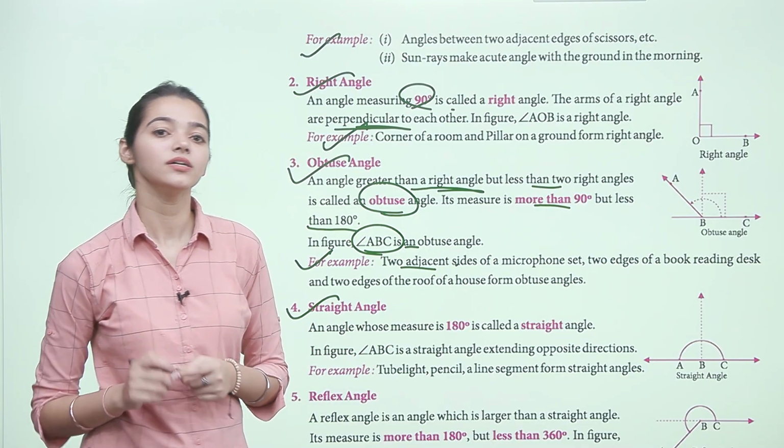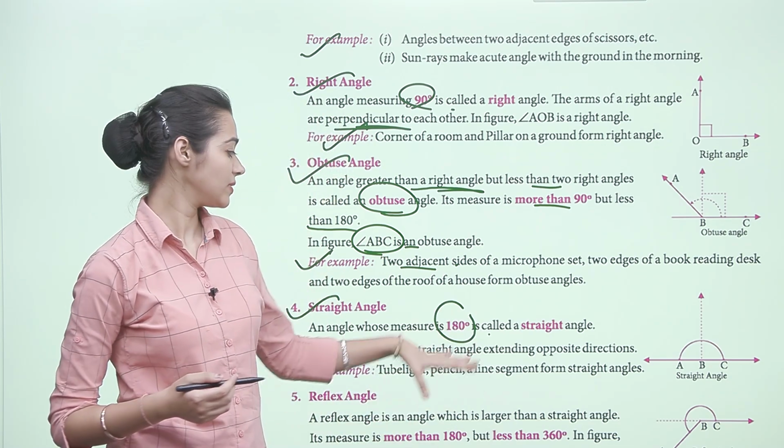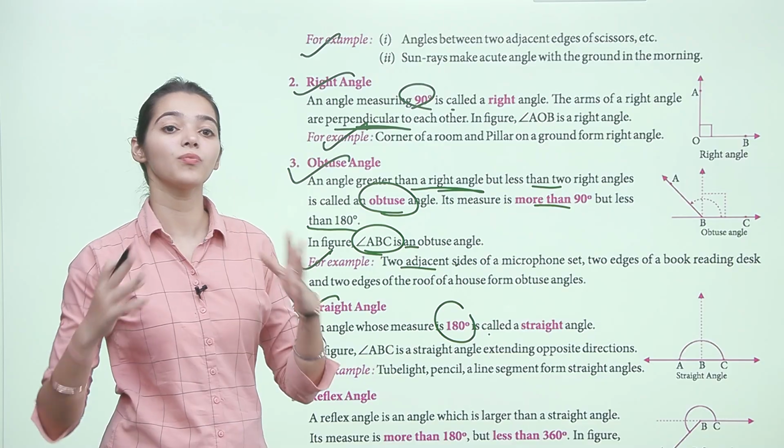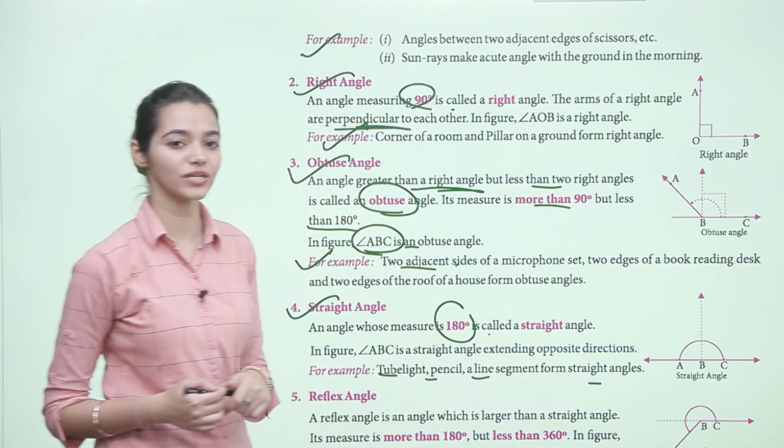Straight angle: an angle whose measure is exactly 180 degrees is a straight angle. In this figure, ABC is an angle with arms extended in opposite directions. For example, a tube light or a pencil, a line segment, forms a straight angle.